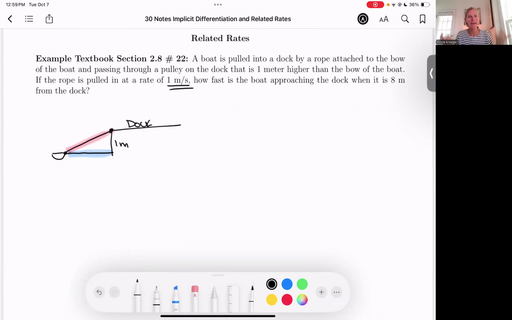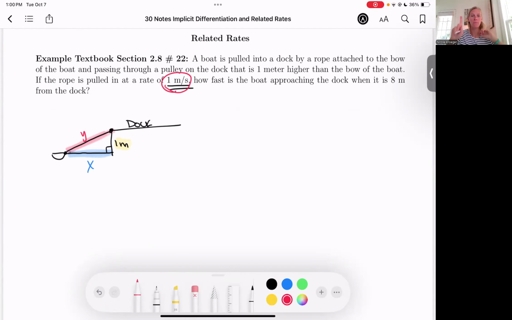So this is an example of a related rates problem. We have different things that are moving here, the rope and the boat, and they're related to each other in some sense. On our diagram, we're going to label things that are changing and things that are constant. The 1 meter stays the same, because the dock is not moving in height above the boat at all. The things that are changing are how far the boat is from the dock and how long the rope is. So we're going to give those variable names. We're going to call this x and this y.